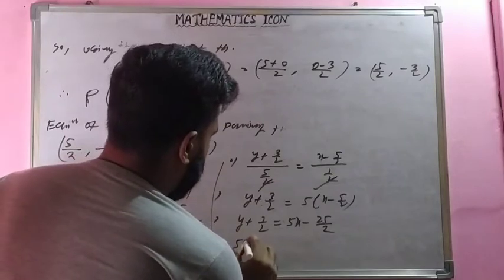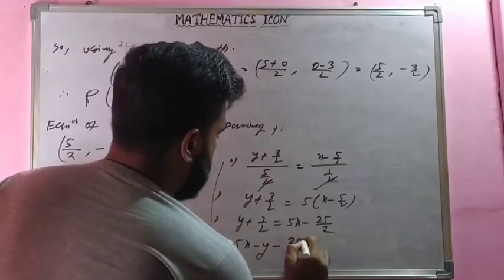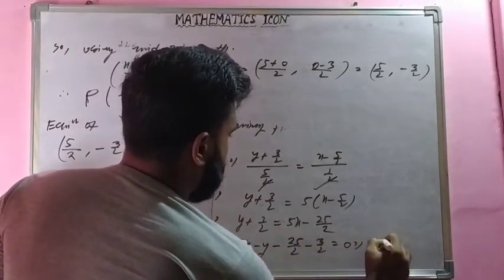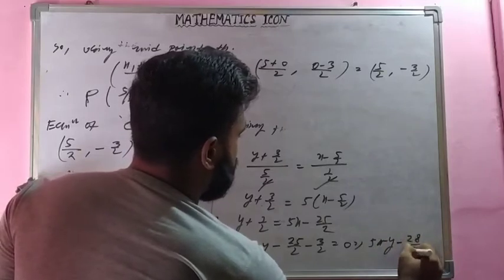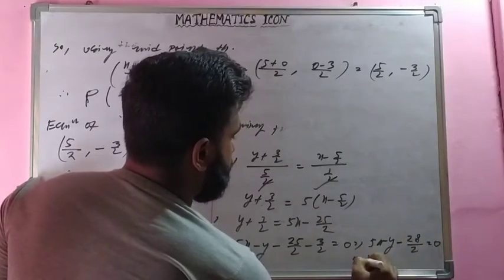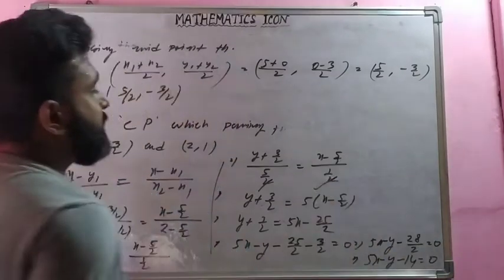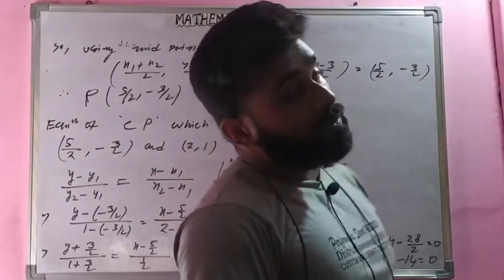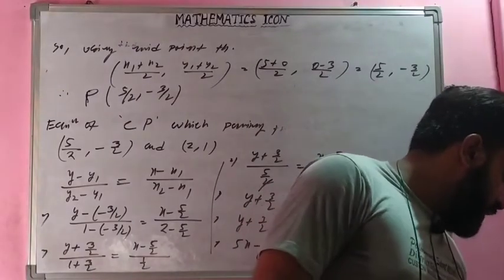So that means 5x minus y minus 25 by 2 minus 3 by 2 equals 0. That means 5x minus y minus 28 by 2 equals 0. That means 5x minus y minus 14 equals 0. That is the final equation of the straight line. Okay? This is the final equation of the straight line as well.